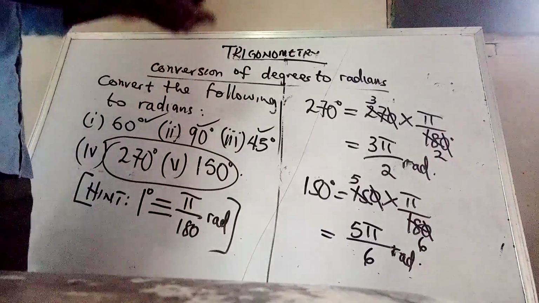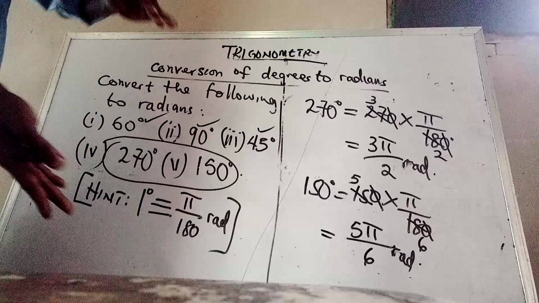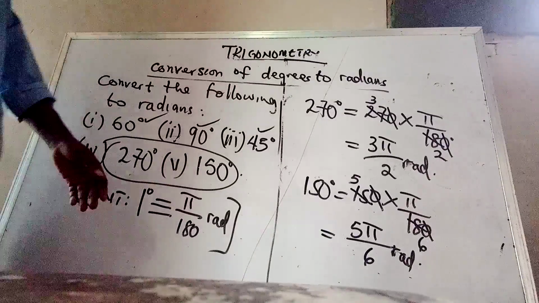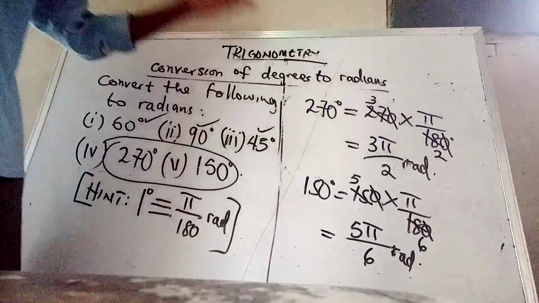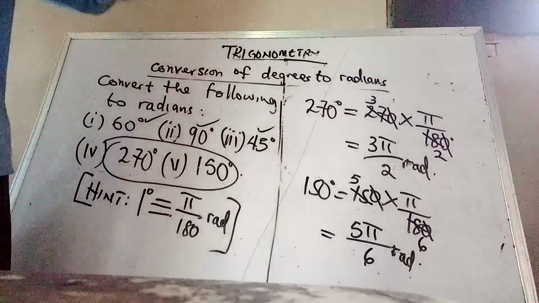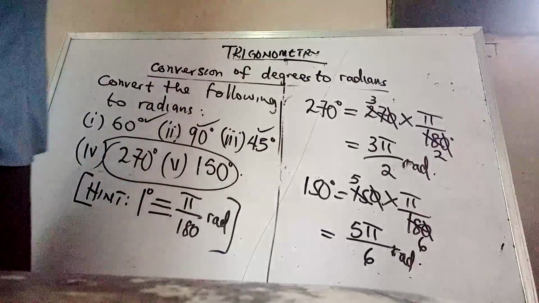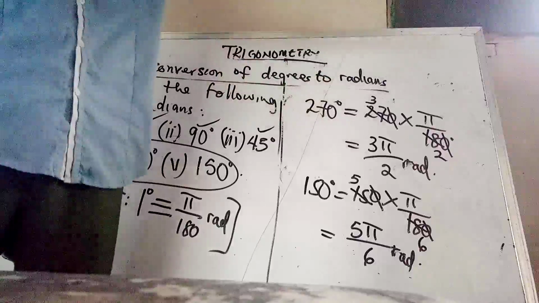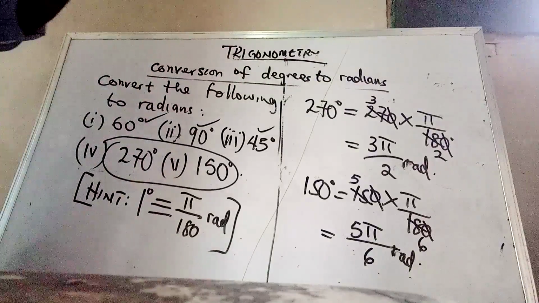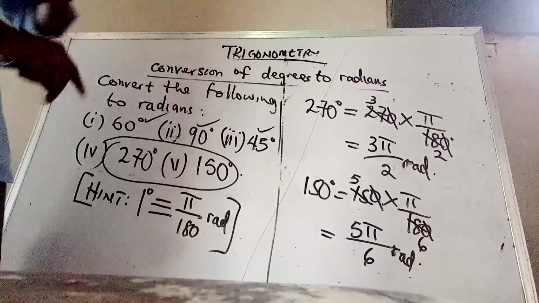And I believe that you can reverse it if you want to convert from radian to degree. Since you multiply by pi over 180 to get degree to radian, all you need to do is to divide by pi over 180 to get radian back to degree. You are reversing the situation. It's as simple as that.